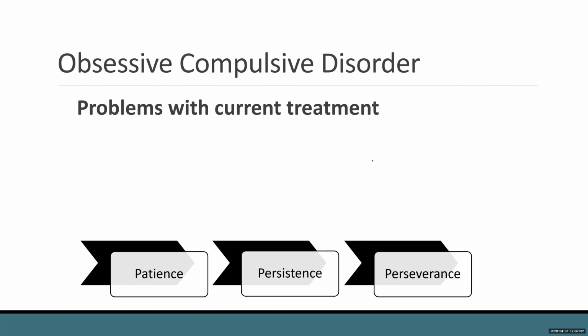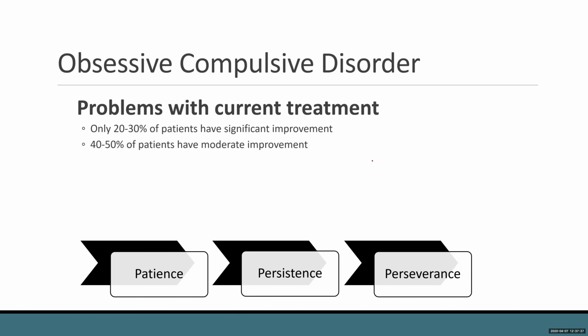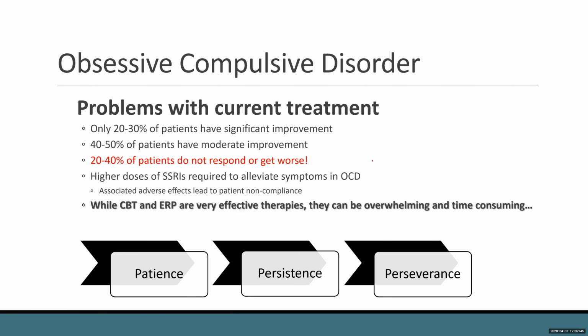So the problems with OCD treatment currently: only 20 to 30% of patients have significant improvement, 40 to 50% have moderate improvement, and 20 to 40% do not respond or get worse. Higher doses of SSRIs, the selective serotonin reuptake inhibitors, are required to treat many of the anxious symptoms associated with OCD. Unfortunately, in OCD and many other anxiety disorders, compared to depression, you need a higher dose of an SSRI, and higher doses mean a higher chance of side effects. So this leads to noncompliance.